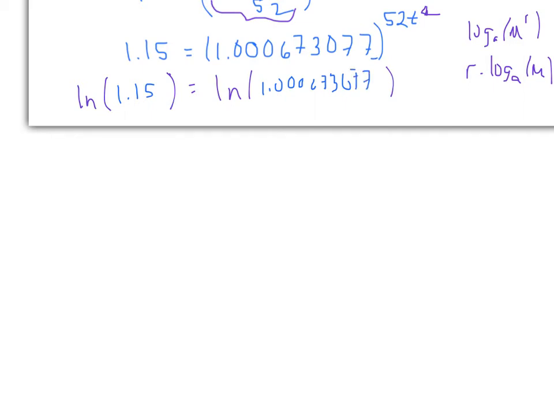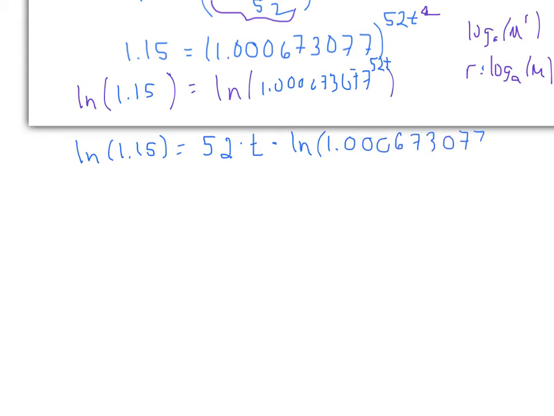to the 52t. And what this accomplishes is, on the left-hand side, nothing changes. I still have natural log of 1.15. But on the right-hand side, that 52 comes down. Remember that 52 is multiplying t, and remember that when you bring it down, there is a multiplication sign, so this is multiplying the natural log. And you can plug in the natural log. You will get a number.